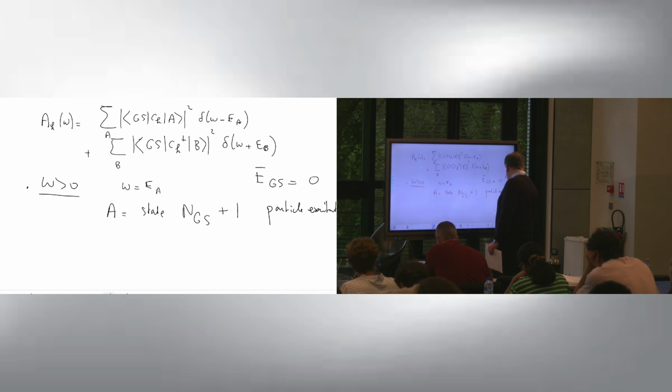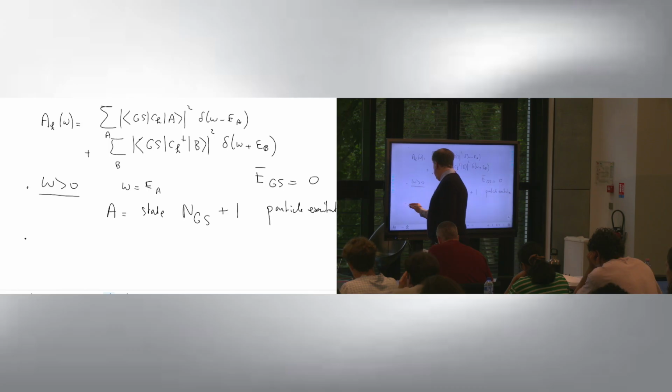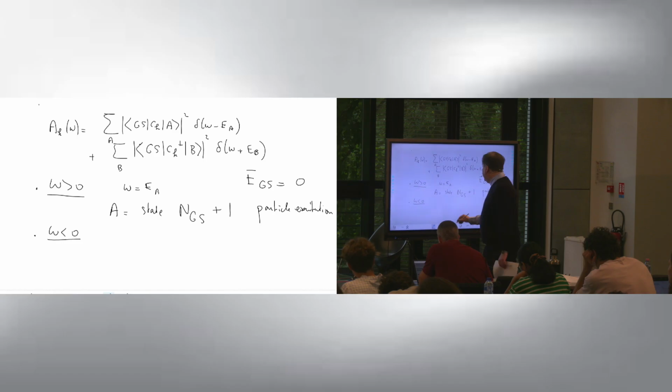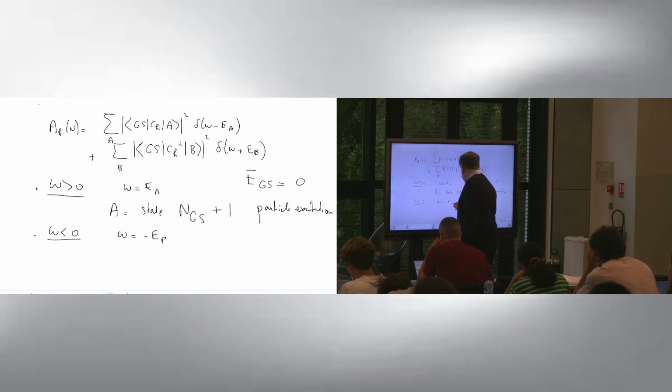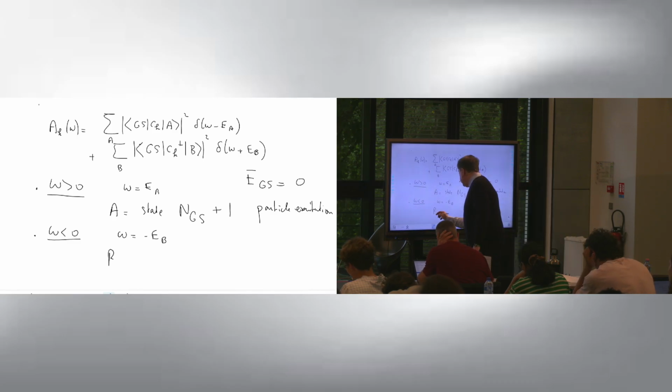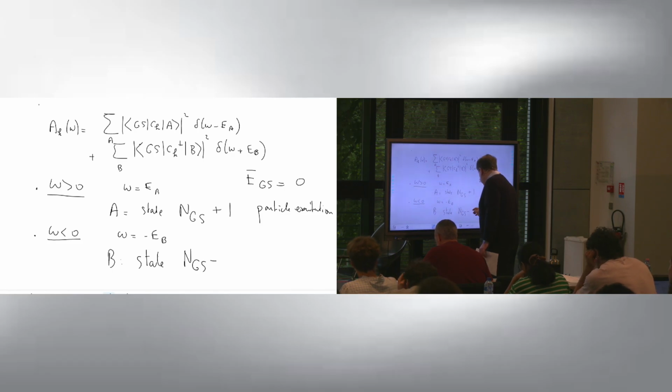If omega, however, is negative, only the states with omega equal minus E_B will contribute, and therefore B is going to be a state with N ground state particles minus 1, so it's a hole excitation.